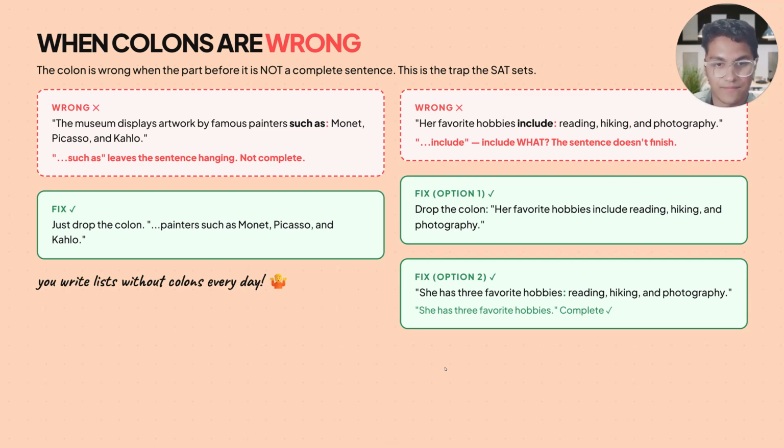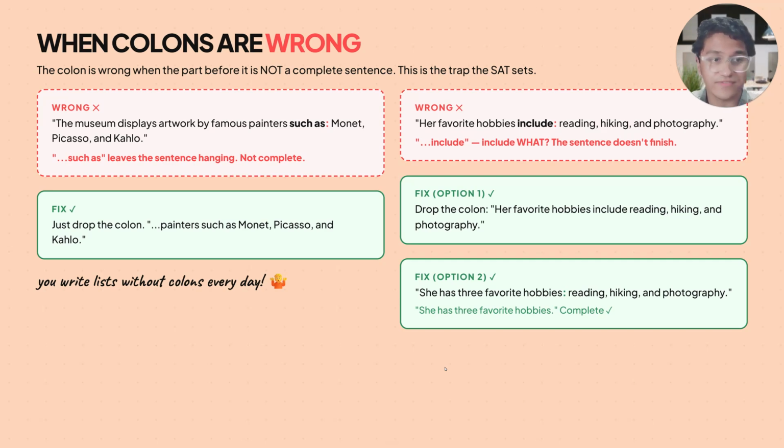Now, the second example: her favorite hobbies include: what? You don't know. The sentence doesn't finish. The colon is wrong in this case. The first half is not a complete sentence, it's a dependent clause. Now, an easy way to fix this is to drop the colon. Her favorite hobbies include reading, hiking, and photography.